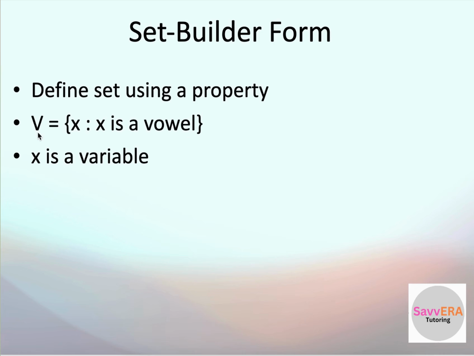So for example, here we're saying set V is, and as we learned before, the colon means such that. So we say V is equal to X such that X is a vowel. We're defining what X is. We're saying X represents a vowel. X is a variable, so it could be A, I, O, U. It could be any of those vowels.